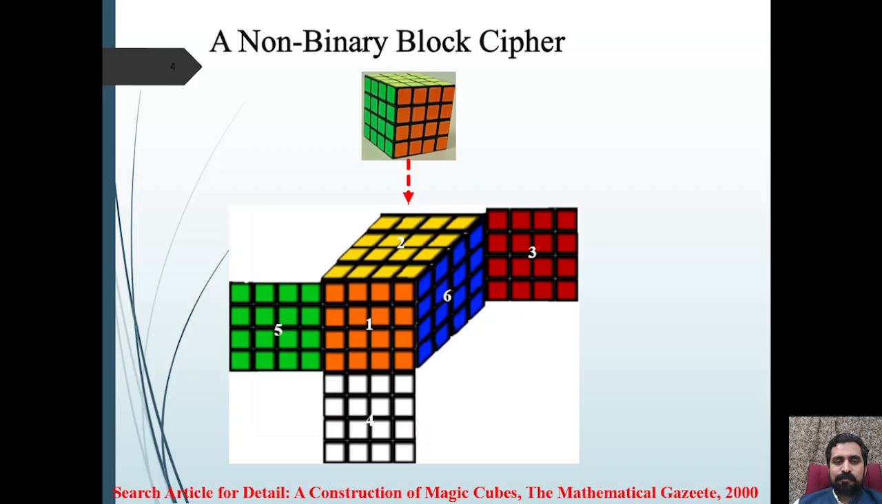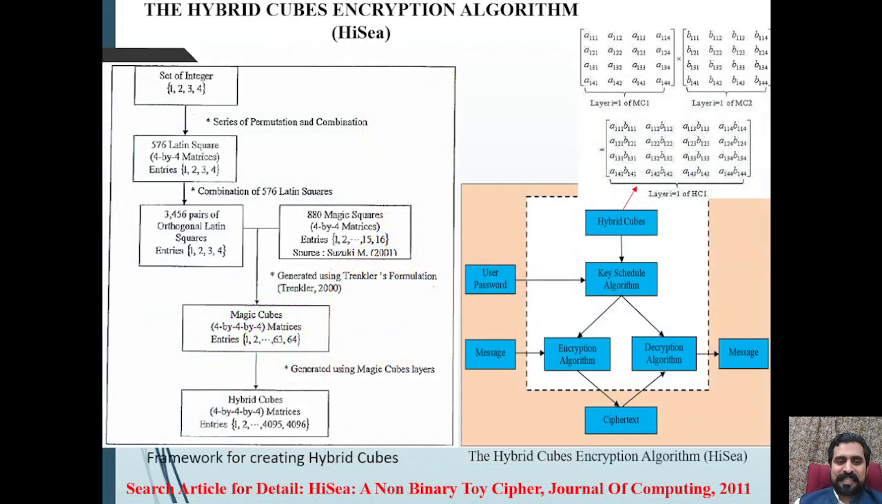In the meanwhile, the HiSea implementation explores the possibility of using decimal numbers in the development of a non-binary block cipher, which incorporates the following structures: the Latin square, orthogonal Latin square, magic square, triangular magic cube, and magic cube transformation.